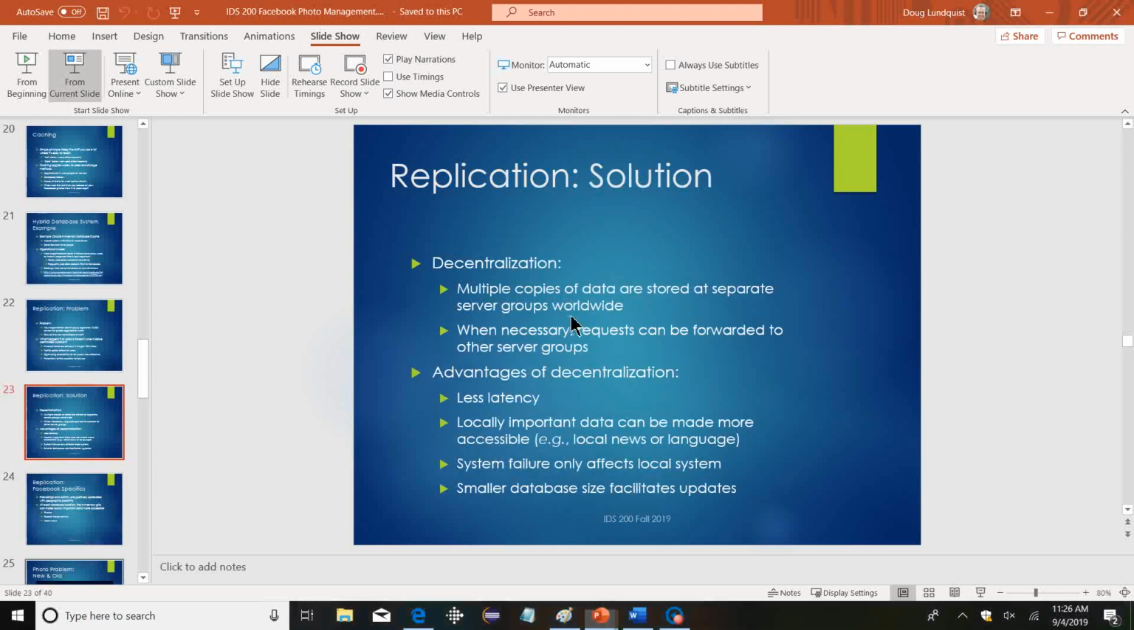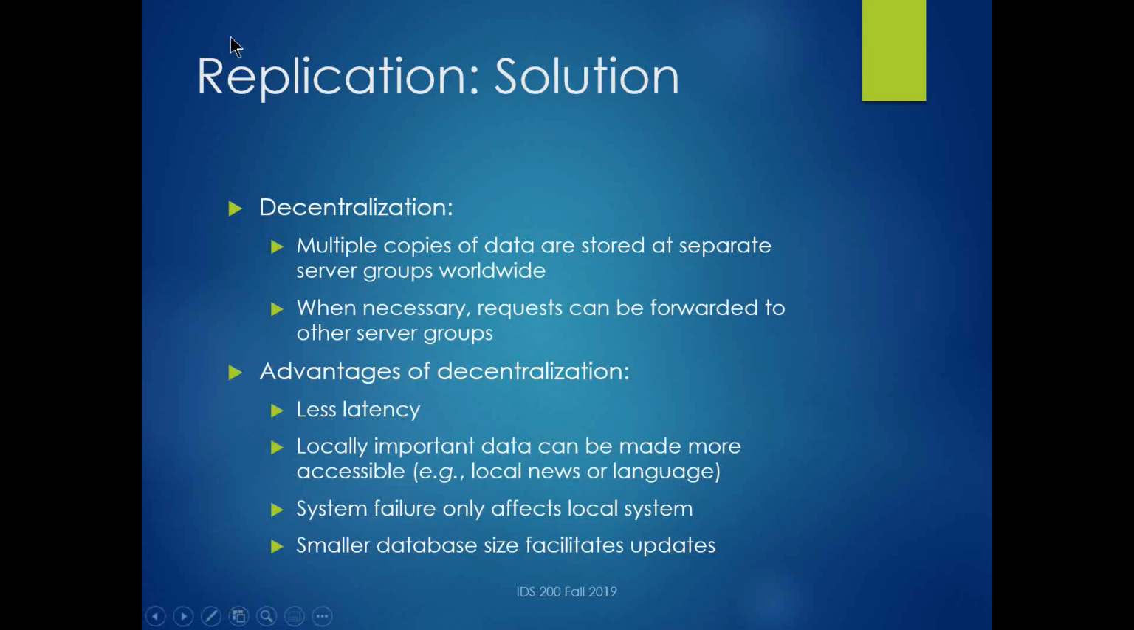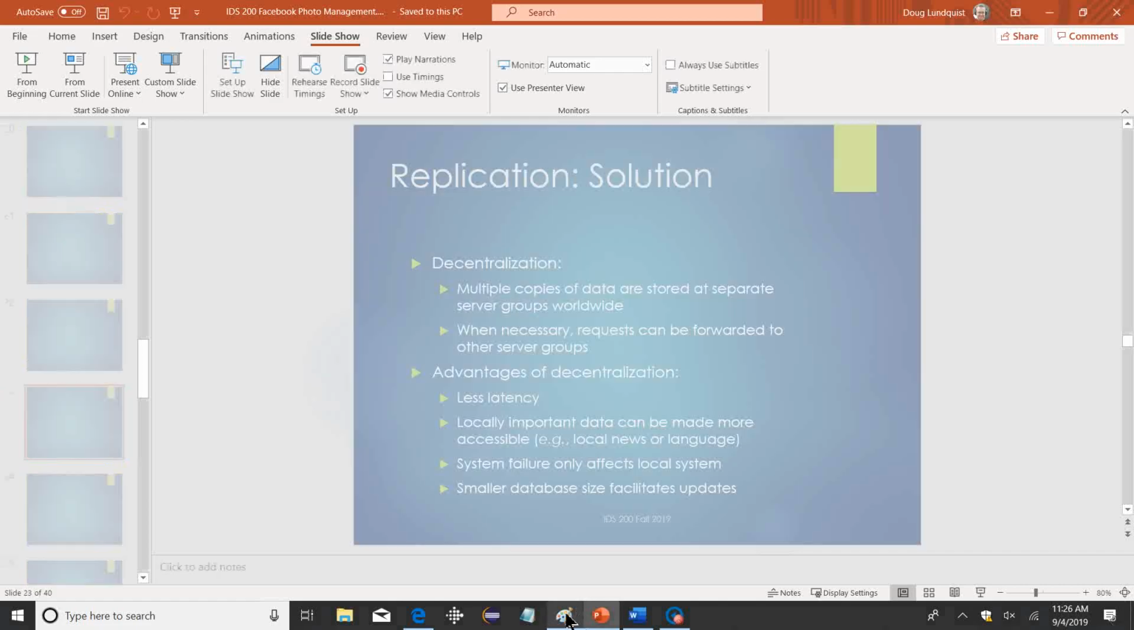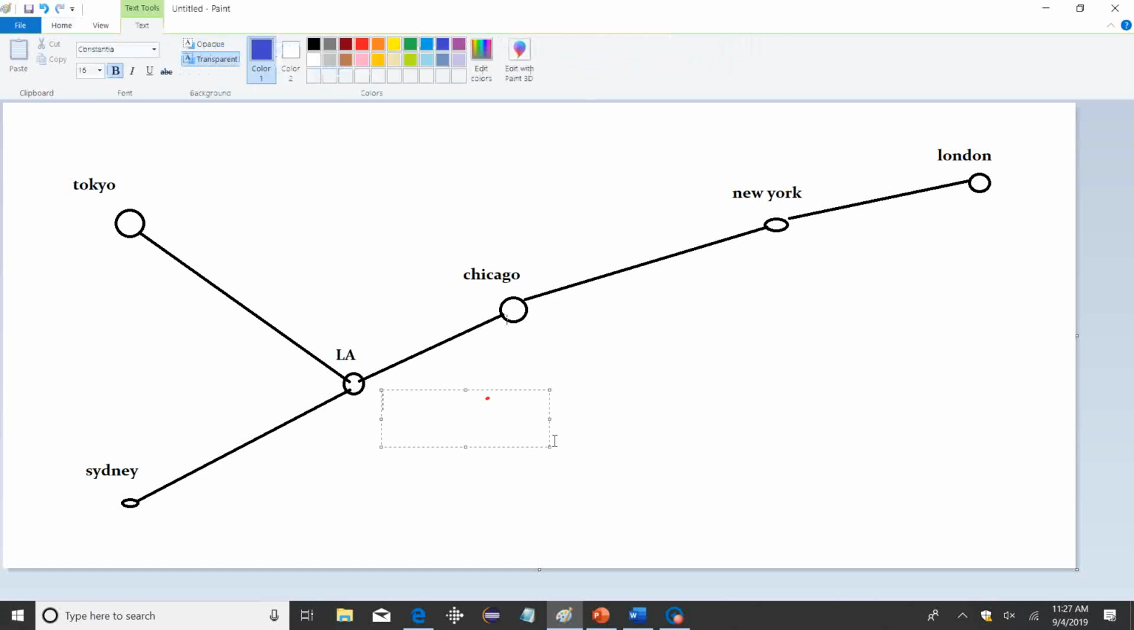All right, so a solution, of course. These big organizations, they like to decentralize. They like to keep multiple copies of the data in different places around the world. And when necessary, you can forward requests to other places. So, to give a concrete example of that, okay, replication. So, let's say information about the LA Dodgers is probably kept around here, okay?